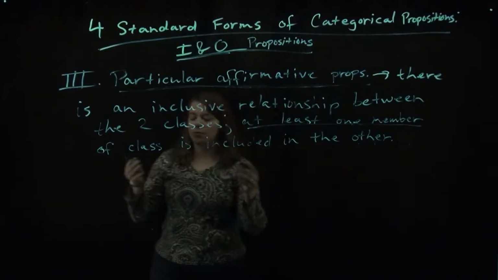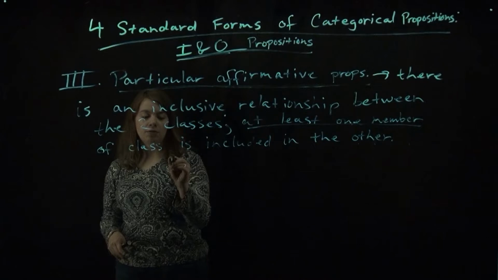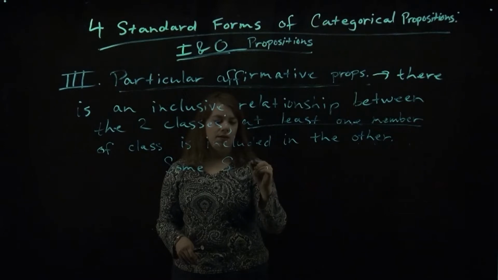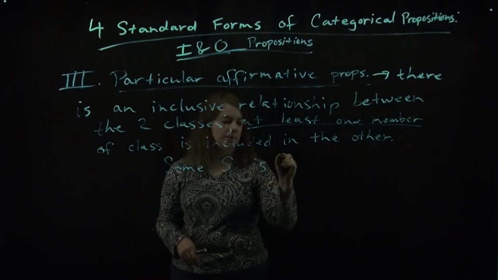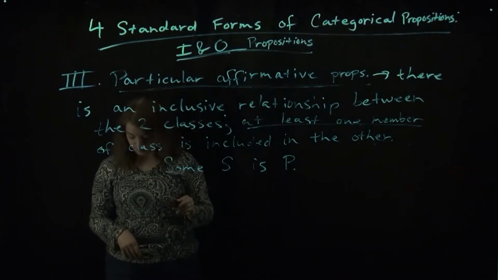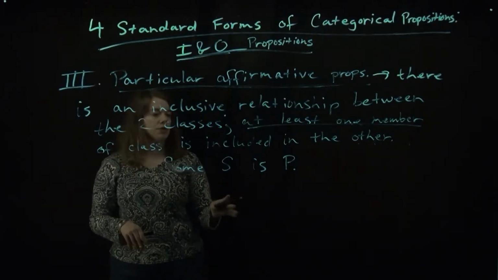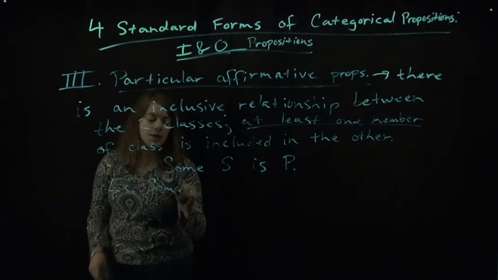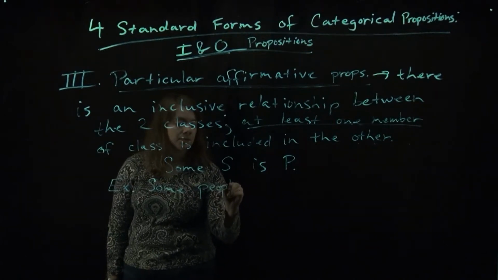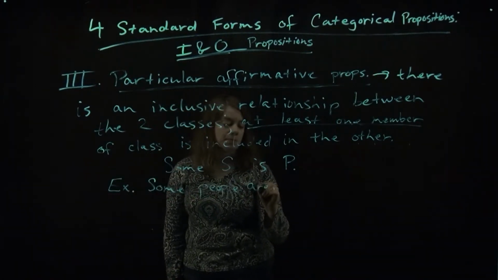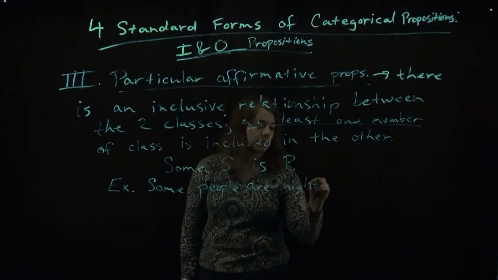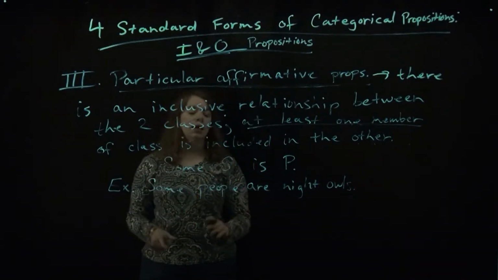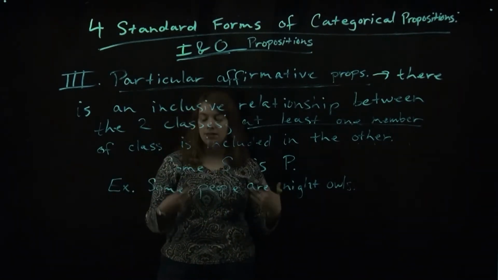So, to give you the standard form here, the standard form is some S is P. Right? So then to give a specific example of this, we could say, for instance, some people are night owls. Now again, what this claim is saying is not that every single person is a night owl, but only that some are.